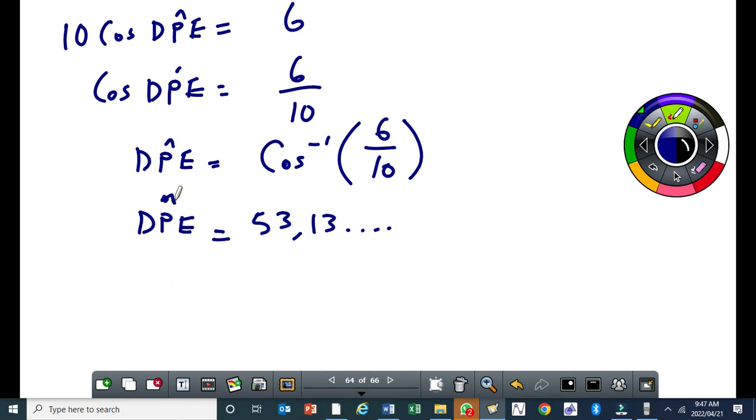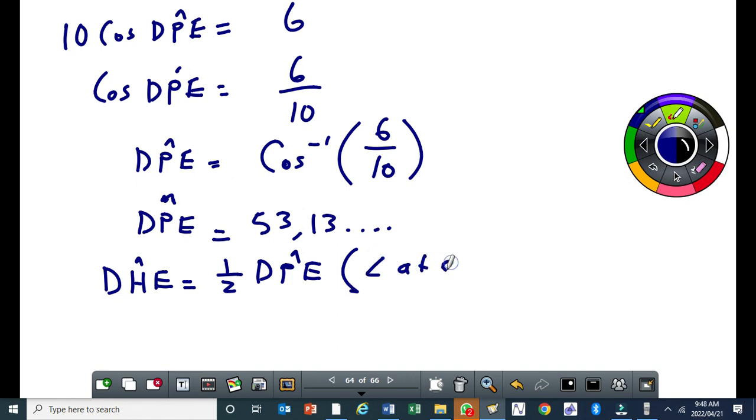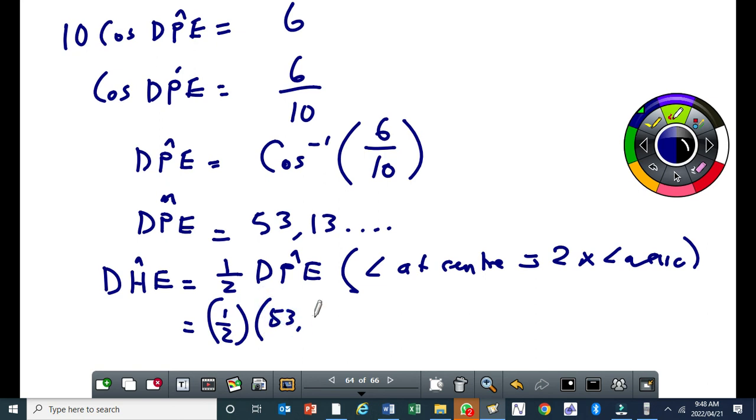Okay? Then we say GHE is half of GPE. And we have to give a reason for this. Angle at center is equal to 2 times angle at circumference. Okay? And then you get a half times 53.13. And this will give you 26.57. Okay? So you could do that.